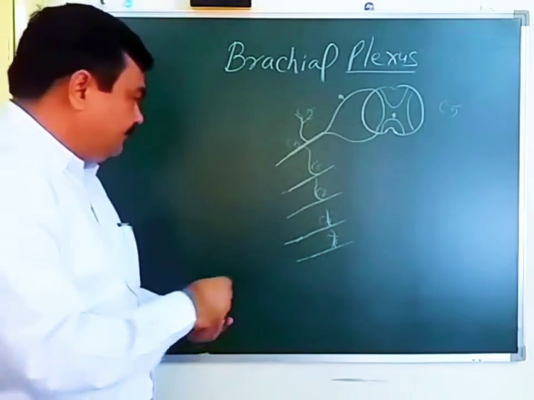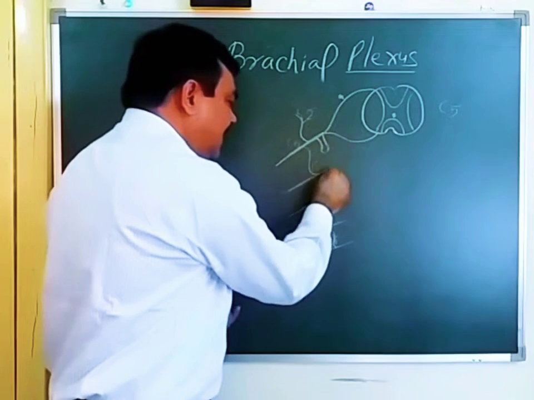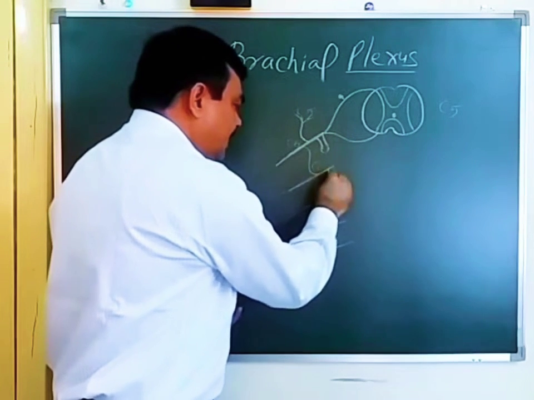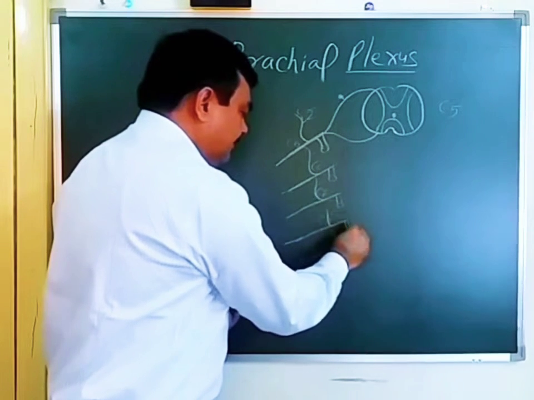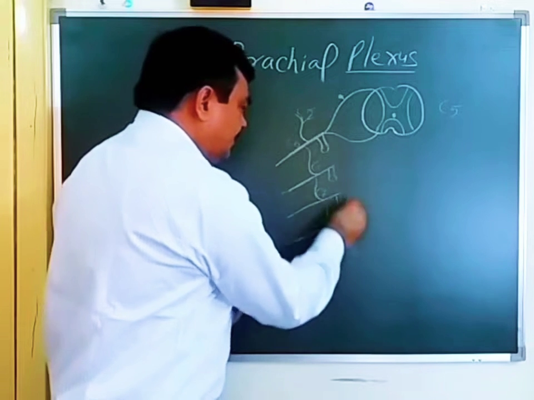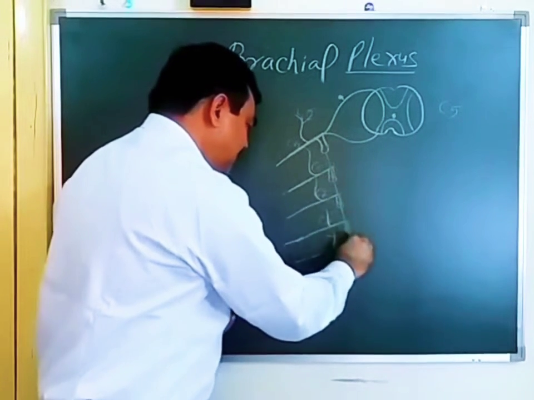And another thing, here is the sympathetic ganglion attached to each spinal nerve. And a chain is formed. This is the sympathetic chain.